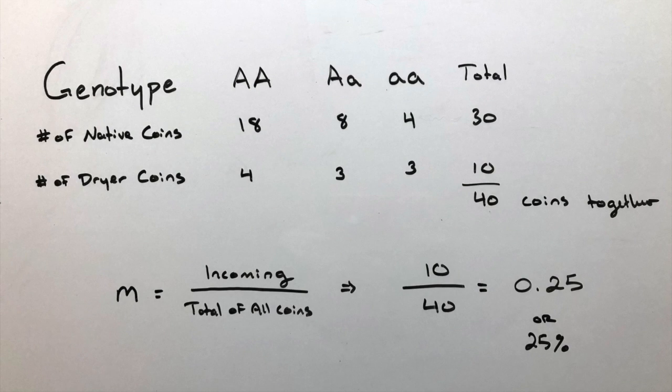The first step to figuring this out is to calculate M, or the proportion of dryer coins after joining the native coins. This is done by dividing the total number of dryer coins by the new total of all the coins combined. This comes out to 0.25.